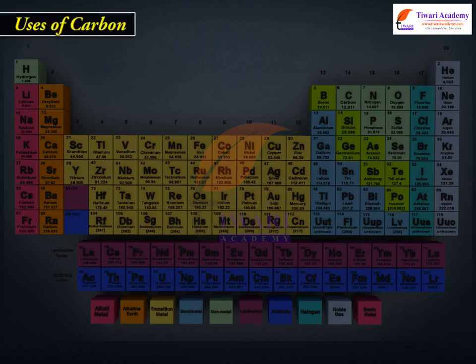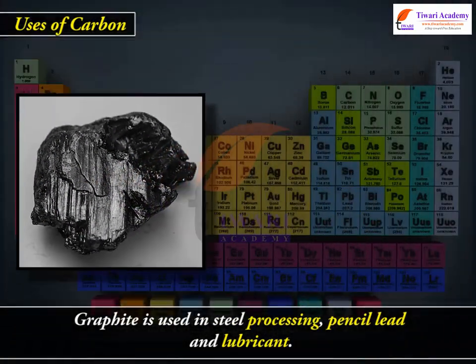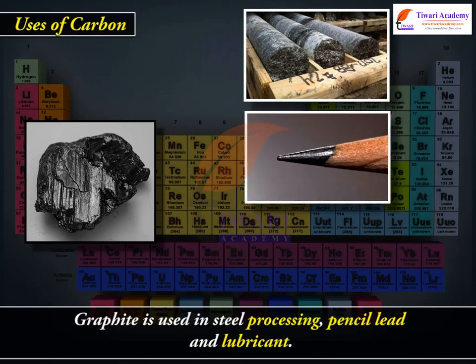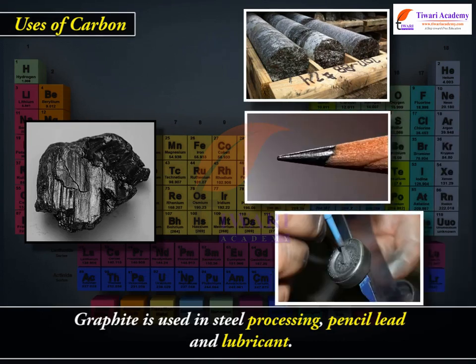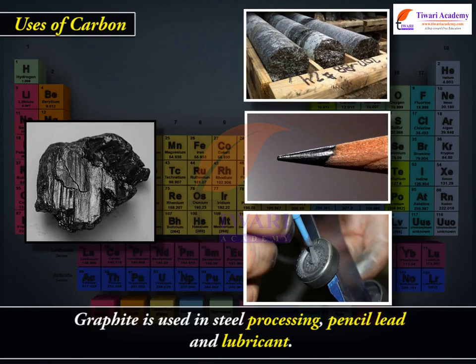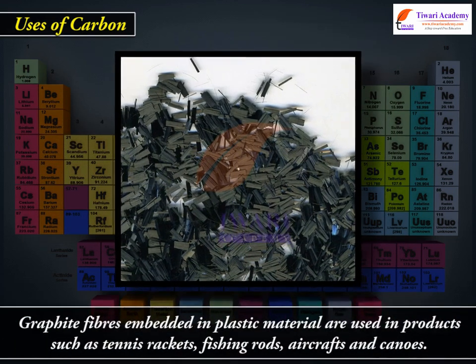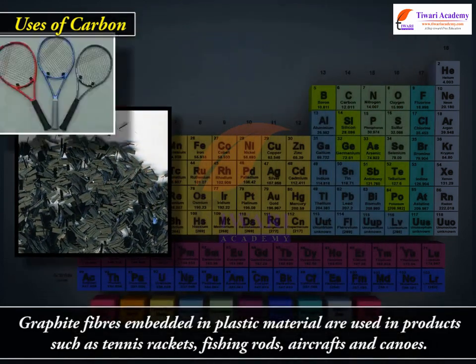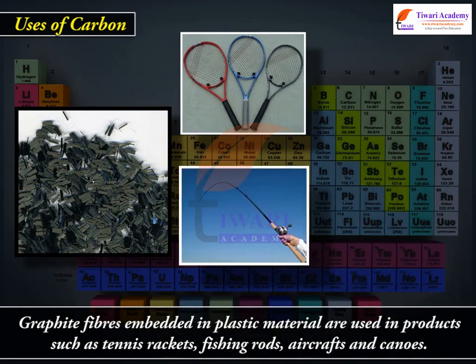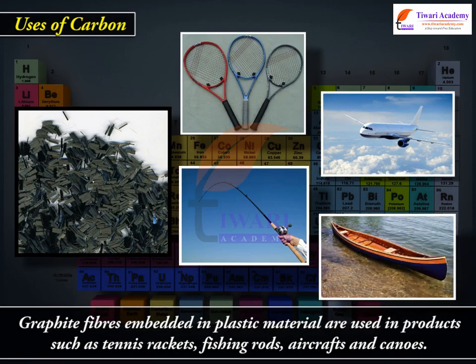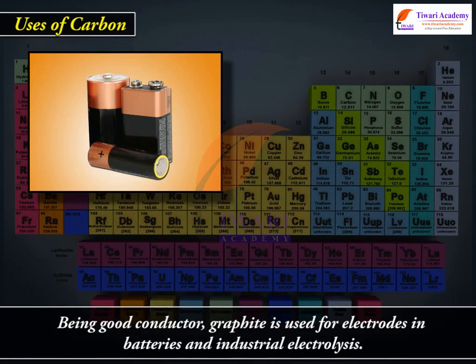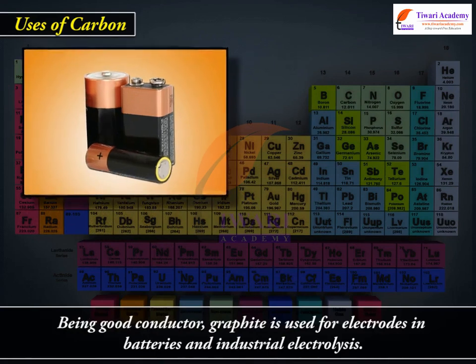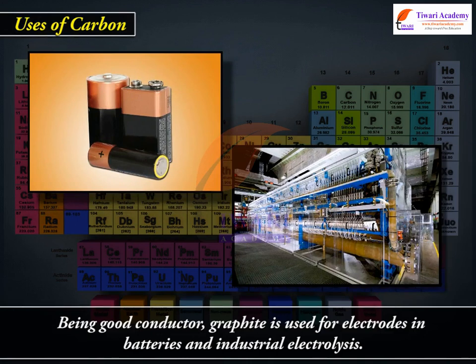Uses of carbon. Graphite is used in steel processing, pencil lead and lubricant. Graphite fibers embedded in plastic material are used in products such as tennis rackets, fishing rods, aircrafts, and canoes. Being a good conductor, graphite is used for electrodes in batteries and industrial electrolysis.